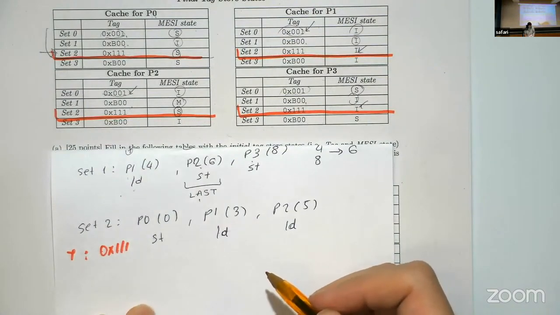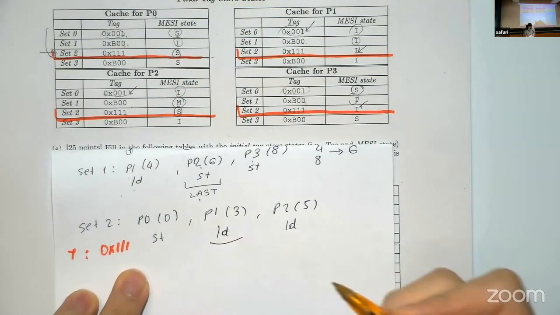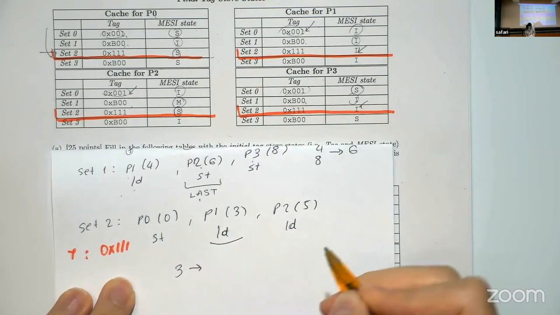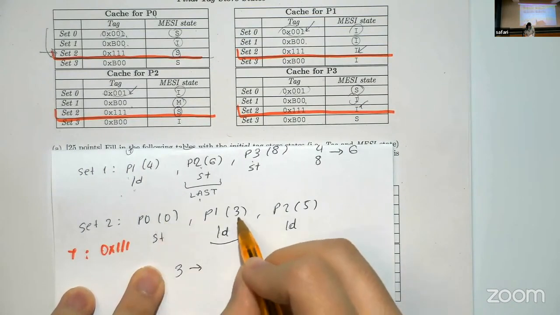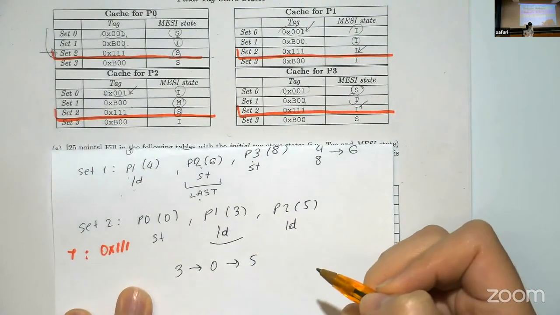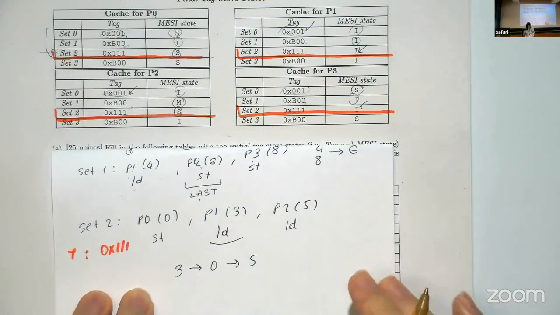So P1. Okay, so this is the first one. Then there was a store of P0 and then a load of P2. Okay, so 3 executed first, and then 0, and then 5, right? Yeah. Okay. So this is again very similar to what we have done.